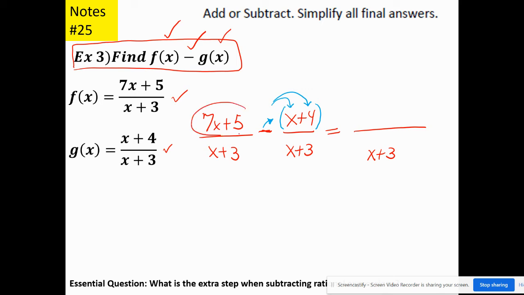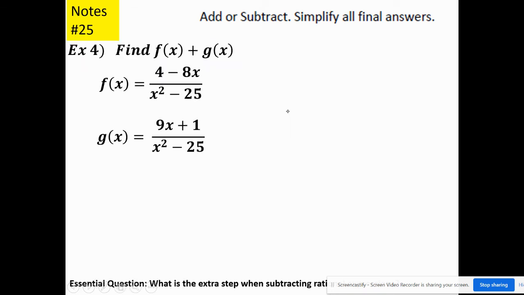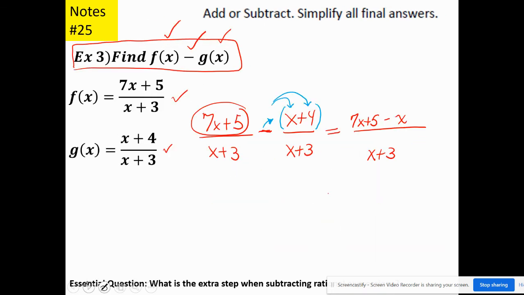So first I'll write this down. 7x plus 5. And now I'm going to distribute a negative. It'll be negative x for this first one, and then negative 4 for the back. Okay, so this is when it's a subtract problem. Don't forget there's a hidden 1 in there, and then we just collect like terms, right?